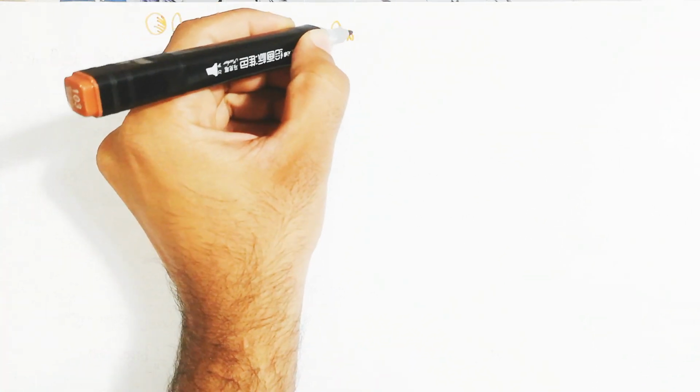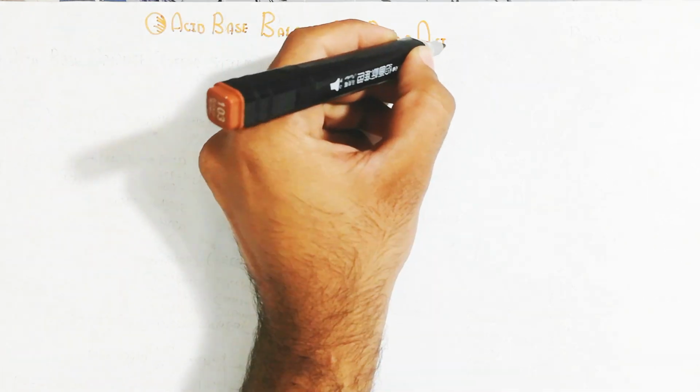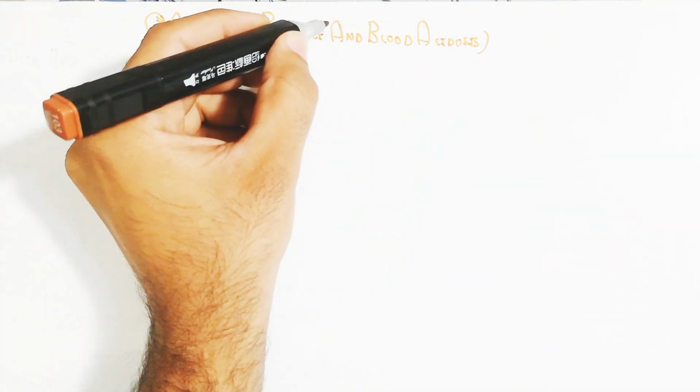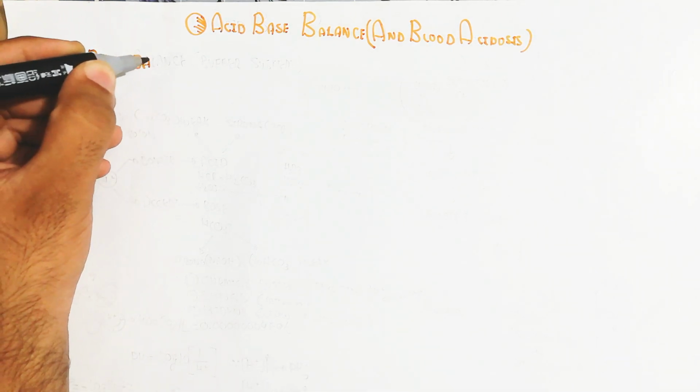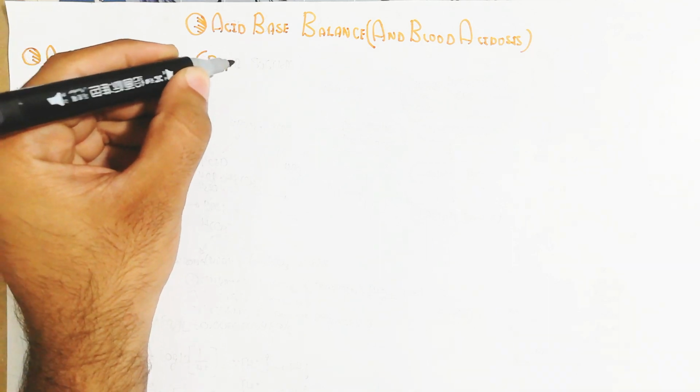In this video, we will understand acid-base balance and blood acidosis, and how blood acidosis can occur. First of all, we will understand acid-base balance as a buffer system. The acid-base balance in our blood is very important.